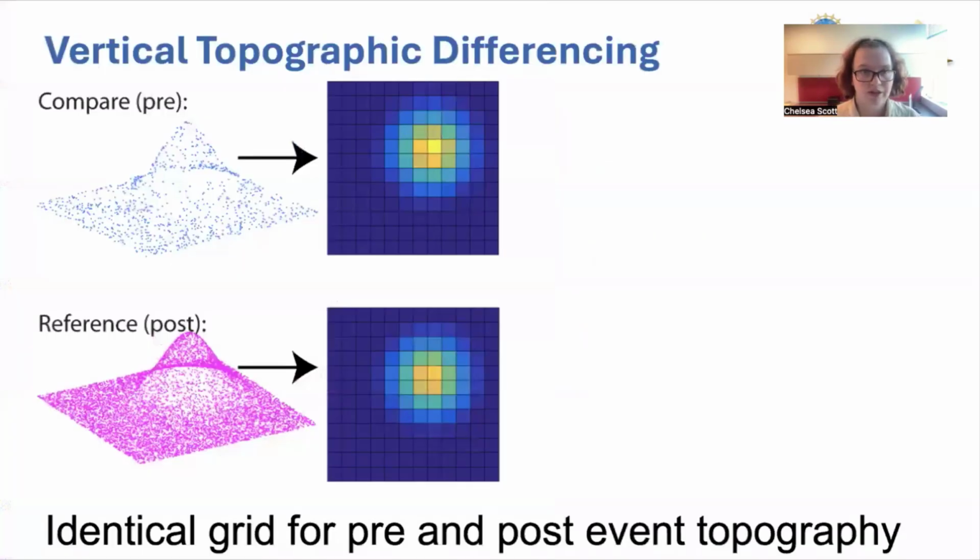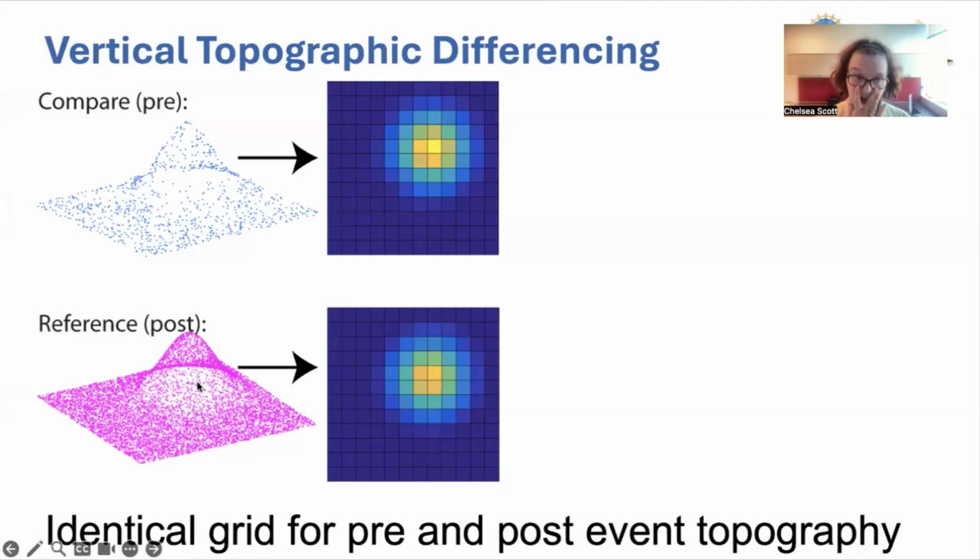So vertical topographic differencing is done with two data sets acquired at different times. And here we're looking at an example with LiDAR data. So the data set acquired before the event is called the pre or compare. And the data set acquired after is the post or reference. And here we see two point cloud data sets.